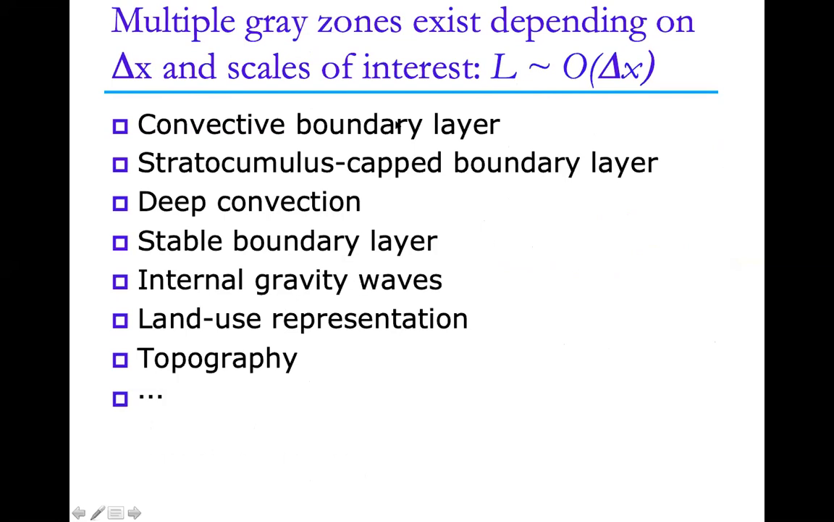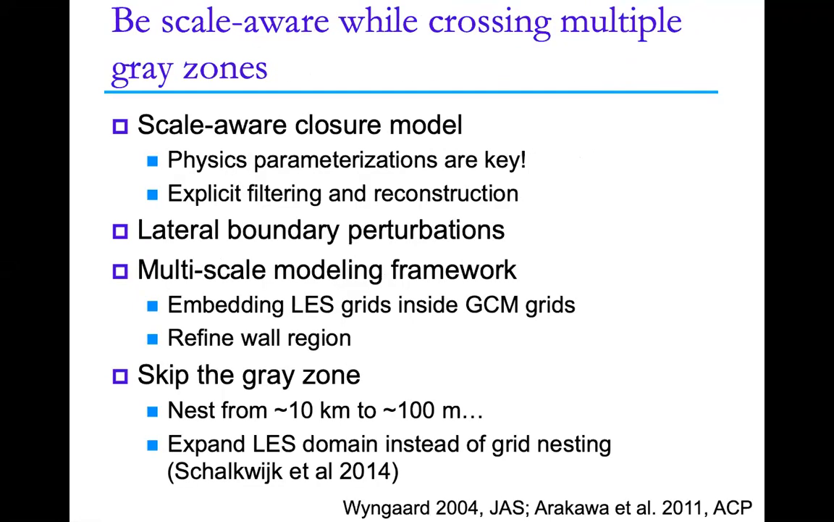So in the convective boundary layer, you might run into the gray zone at, say, 200 meters. In the stratocumulus capped boundary layer, it might be more like 50 meters or 25 meters. In the stable boundary layer, you might even be in the gray zone at 10 meters because there are features of interest there that are about that scale and that are not fully resolved at that resolution. So same thing for topography and other flows. It's going to be a gray zone that you encounter as you move to finer and finer resolution for each of these.